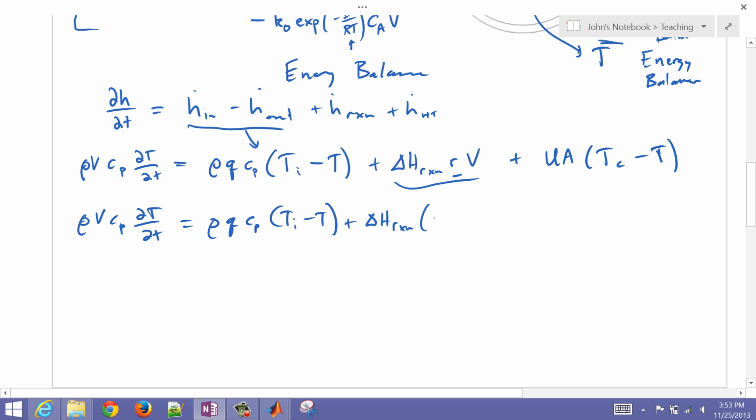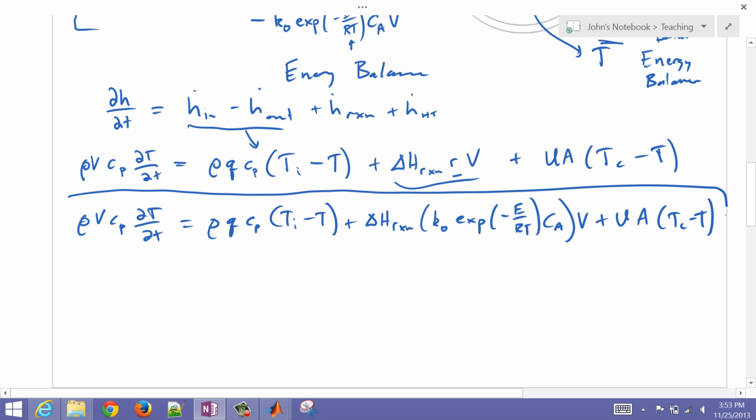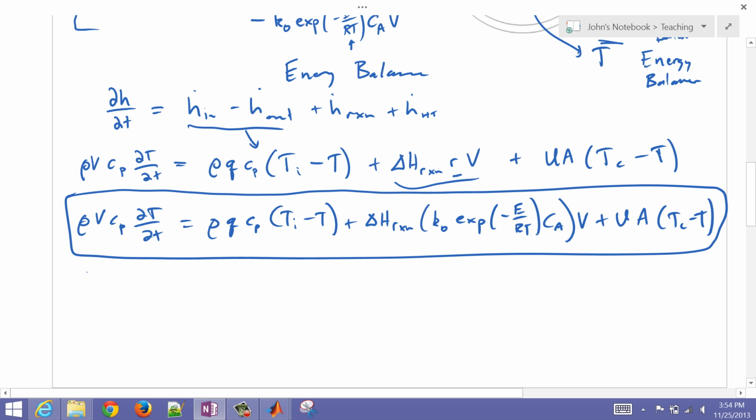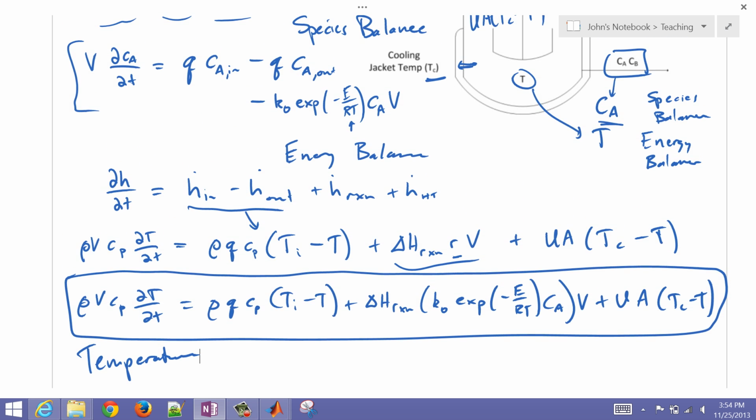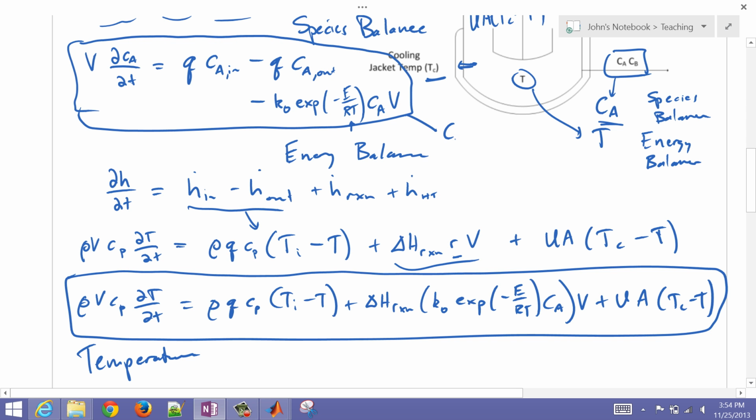Now I'm going to go ahead and substitute in my k naught exp(-E over RT), and then put my CA, and I also need my volume there, plus UA (Tc minus T). So I've got my two expressions: this one is for temperature, and this one is for my concentration of A leaving the reactor. So I have my two balances.